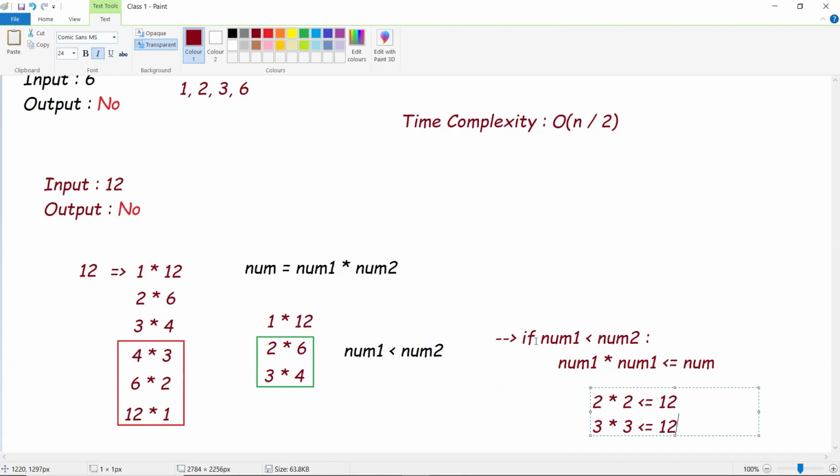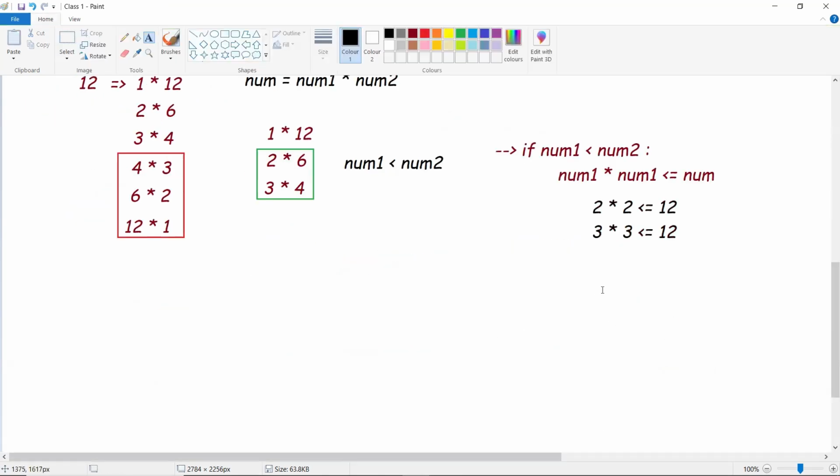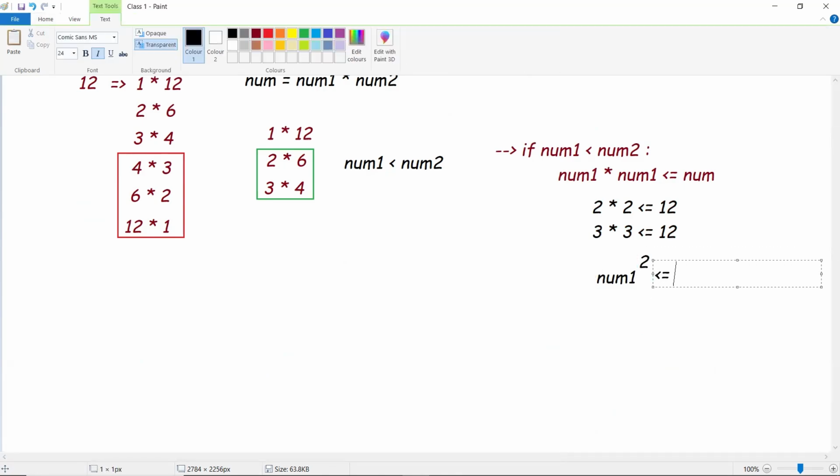That's the reason I'm assuming that number 1 is smaller than number 2. Of course, number 1 as well as number 2 are both factors, but with this scenario I'm assuming that the square of num1 would definitely be less than or equal to my number. So we come to one conclusion: num1 would all the time be less than or equal to the square root of my given number. Can I say it this way for the same thing? num1 square would be less than or equal to number. So here number 1 is a factor, right?